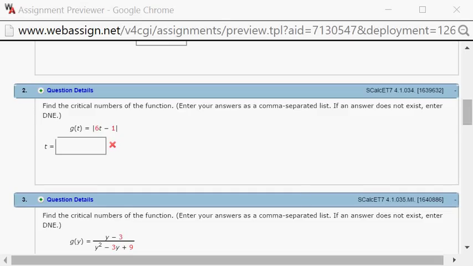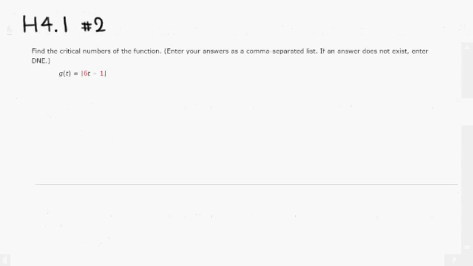Alright, let's look at homework 4.1, problem number 2. We want to find the critical numbers of this given function. The easiest way to do this one would be, first, to visualize the graph.